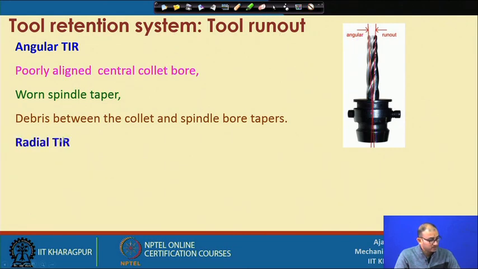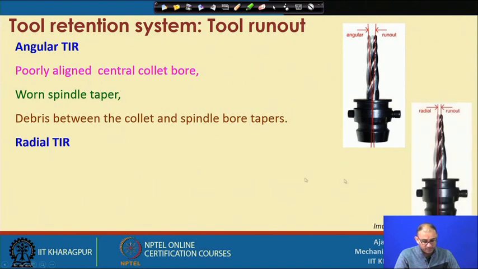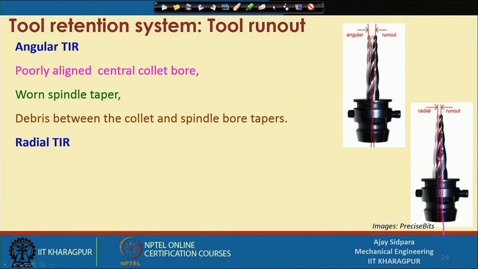And there is another one called the radial runout, or total indicator runout. In this case, what is happening? It is not actually an angle, but a complete shifting of the two axes. You consider the spindle axis, and this is called the tool axis. So there is a parallel offset, which is why it is called the radial runout.